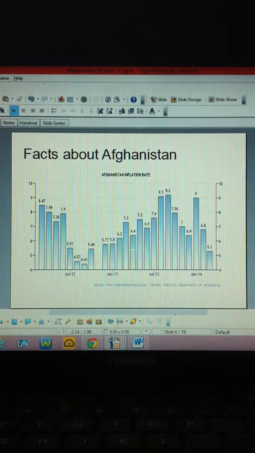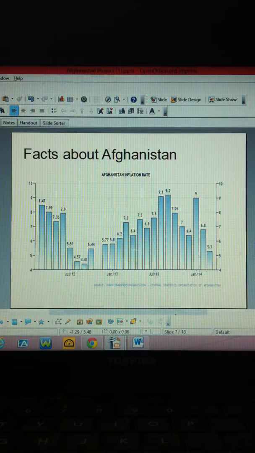Other facts about Afghanistan. Here is a chart that shows their inflation rate from about 2011 to current. Starting off in 2011, their inflation rate was approximately 8.47%. It dropped, and around August and September 2012 it was at its lowest point, around 4.41%. But since then it has been steadily increasing, reaching its highest point around August of 2013 at 9.2%. Currently, the best data we have available puts their inflation rate at approximately 5.3.